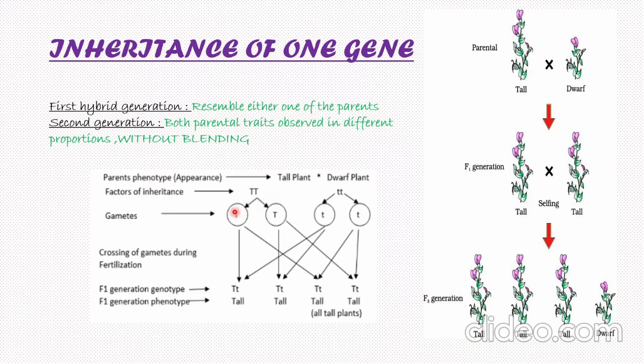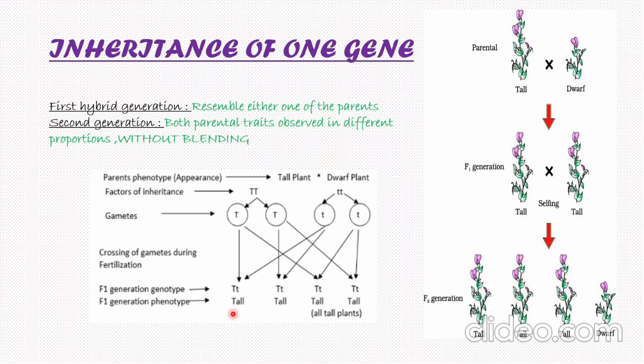So now, Mendel crossed a true breeding tall and a true breeding dwarf plant, and the first hybrid generation, also called the first filial generation offspring, resembled only one of the parents. That is, they were all tall phenotype, and please be very careful while deciding their genotypes, as here every F1 offspring is heterozygous tall.